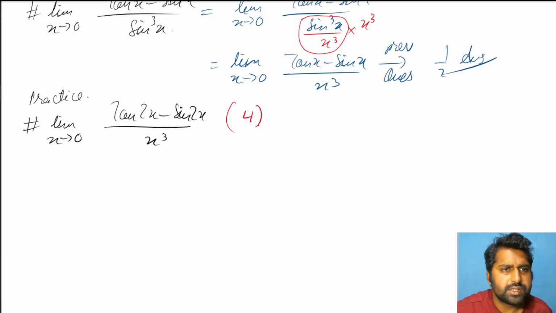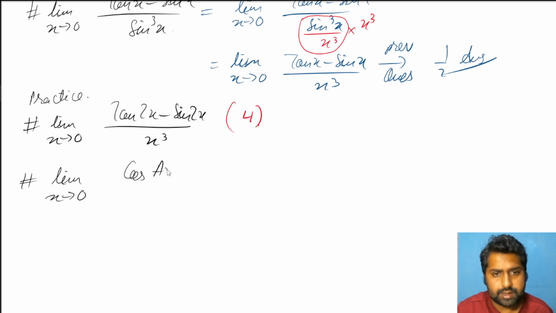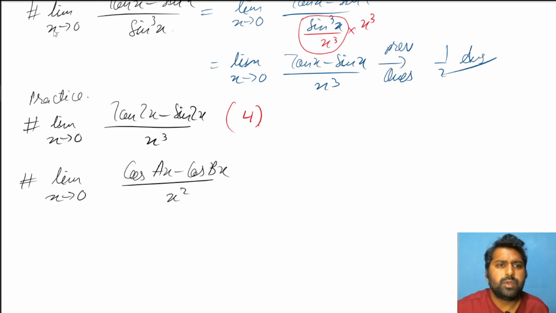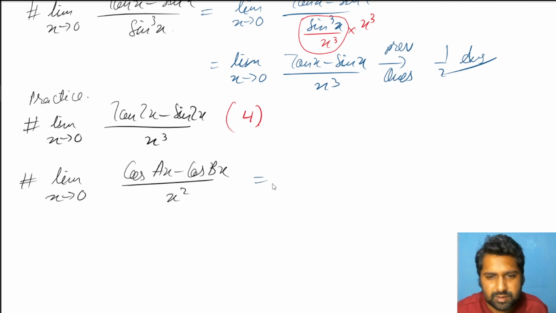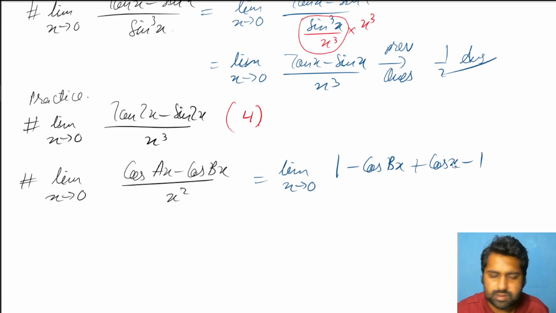Let's look at a few more variations of how to use trigonometric limits. Limit x tends to 0, cos ax minus cos bx by x square. Okay, what we can do here is, you have seen that 1 minus cos x upon x square can be solved. But there is no 1 minus here, so whatever is required we'll generate that. Limit x tends to 0, I'm writing 1 minus cos bx. I'm writing cos bx first, and then plus cos ax minus 1.